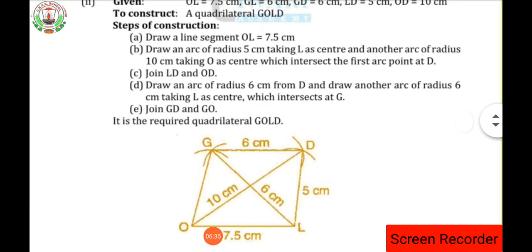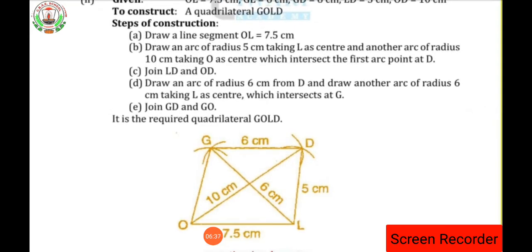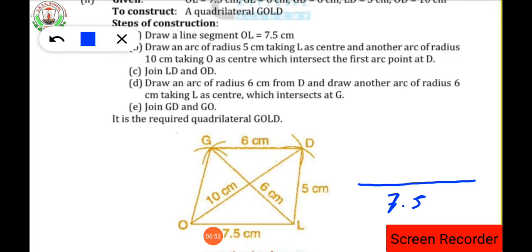Okay, so let's see how to draw it. First you have to draw a line segment OL whose measurement is 7.5 centimeter. Label it as O and L.